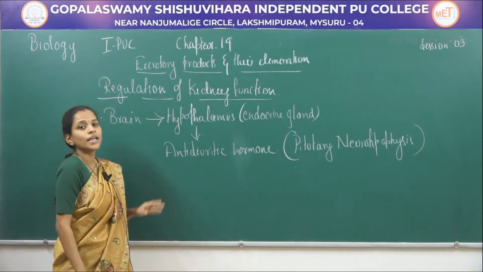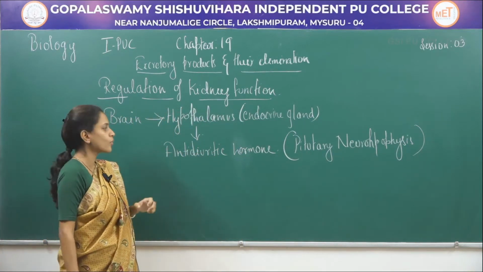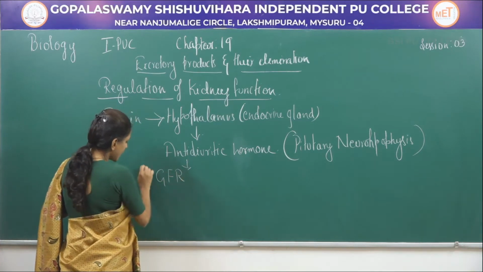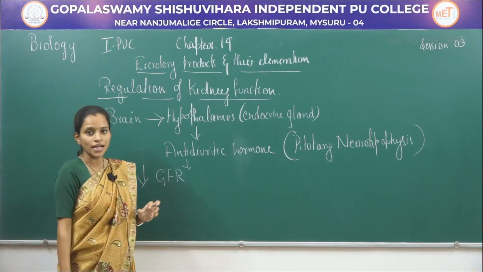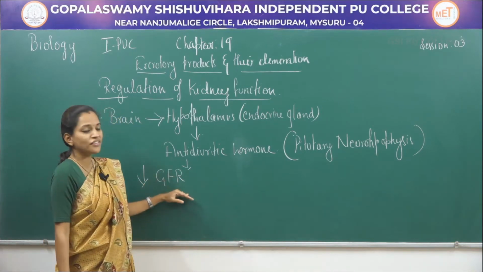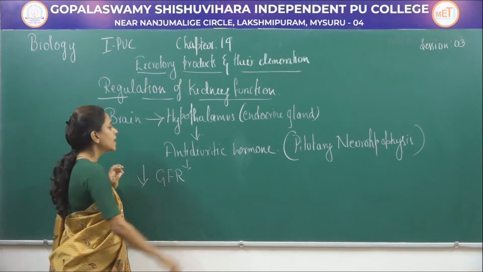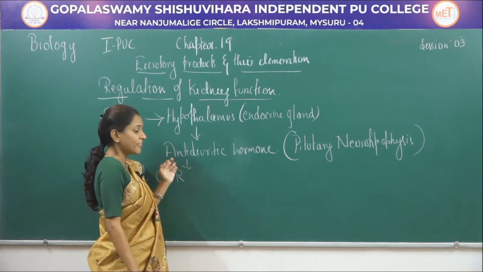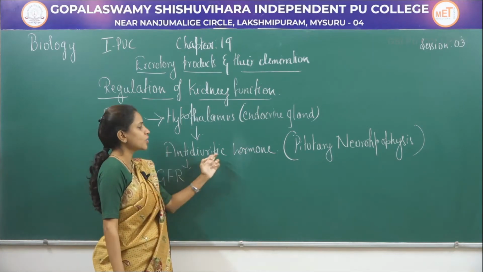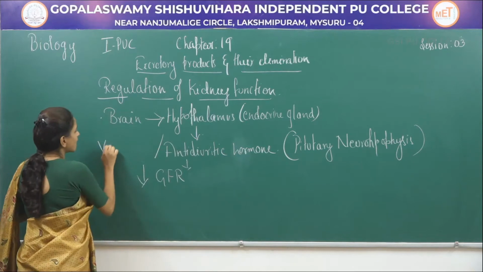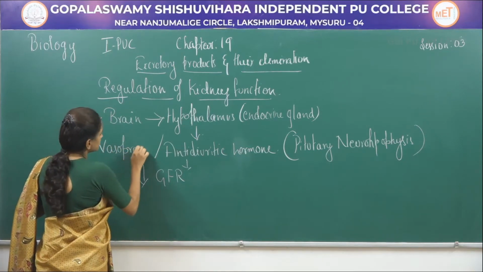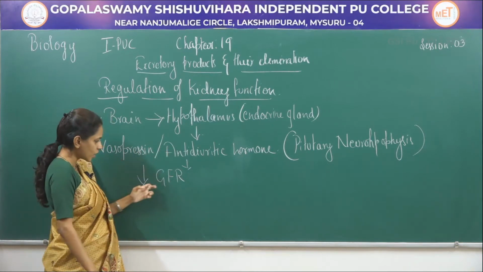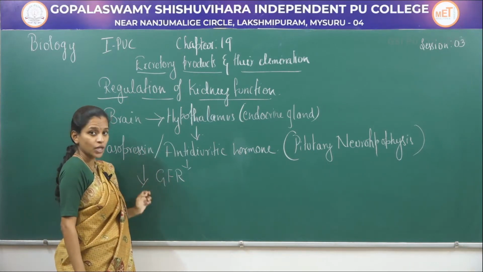Next, when is this hormone released? It is released especially when the glomerular filtrate rate is below the normal level. Whenever the glomerular filtrate rate is below the normal level, this anti-diuretic hormone, also termed vasopressin, will be released into the body.